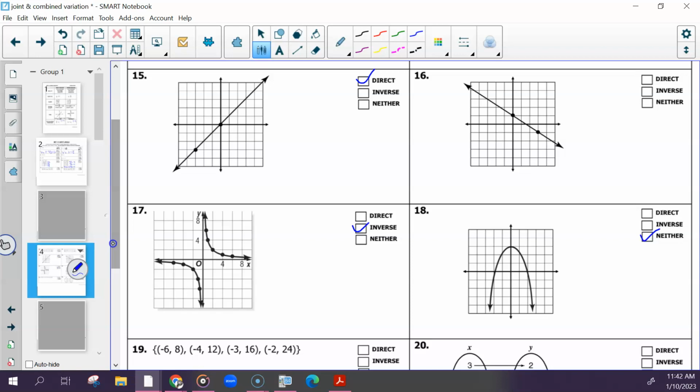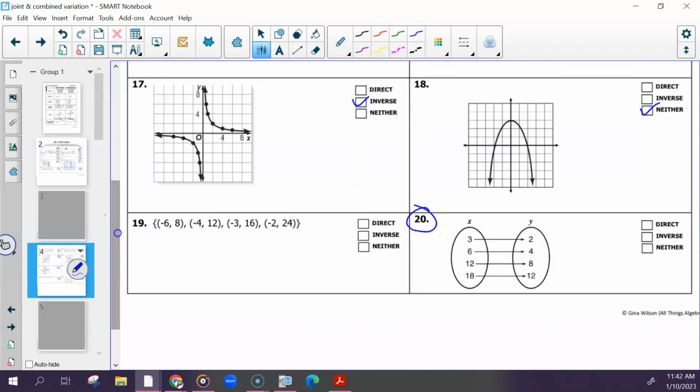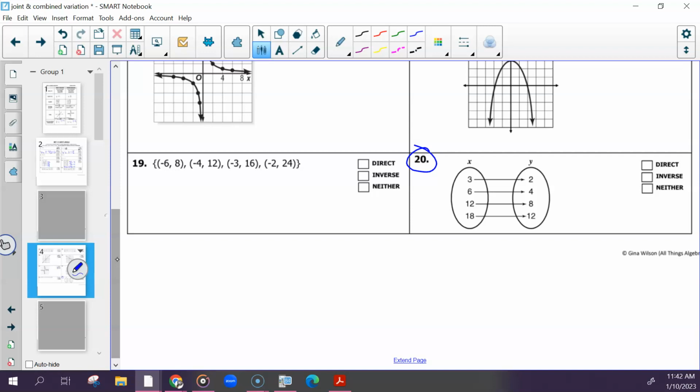20. So kind of like your ordered pairs, your table, you have to think the same thing. You just have to know how to read this. So this is a mapping where the arrows show what x's and y's go together. So if this were direct, I would have to divide 2 and 3, 4 and 6, 8 and 12, and 12 and 18. These can also be simplified. So let's see, 4 and 6 would be 2/3.